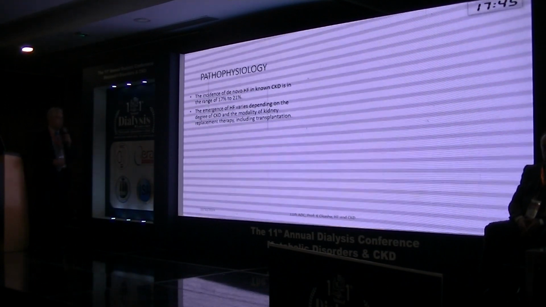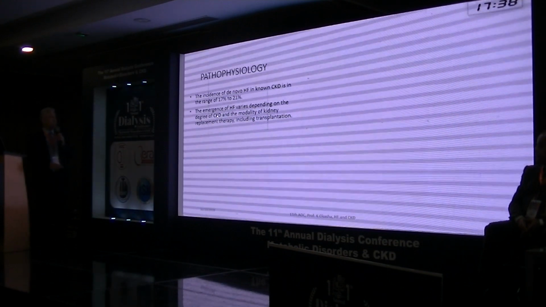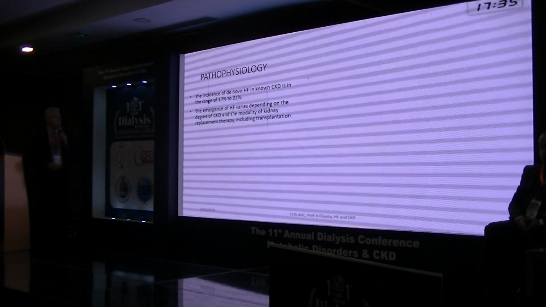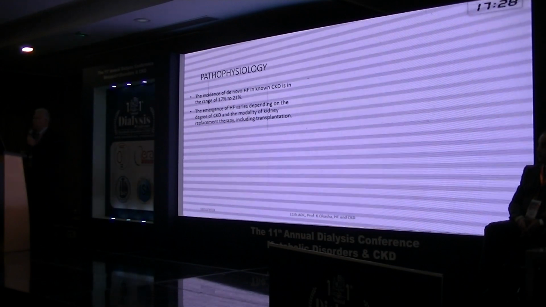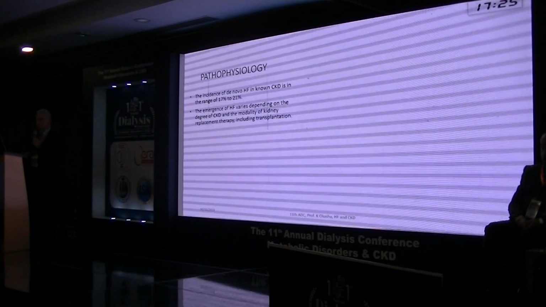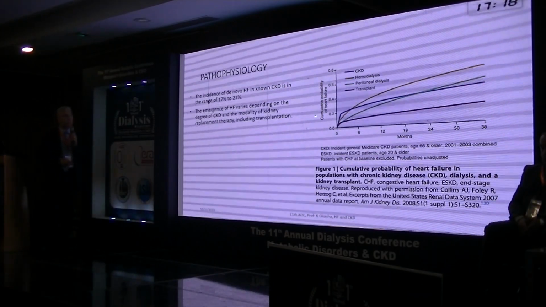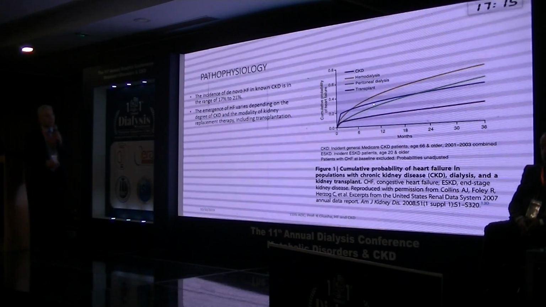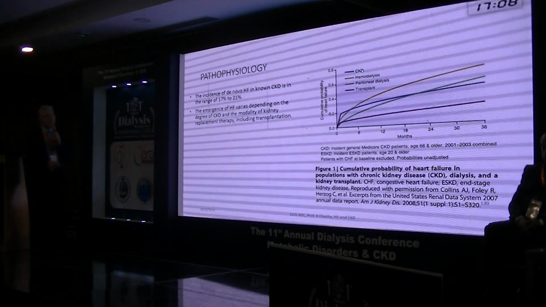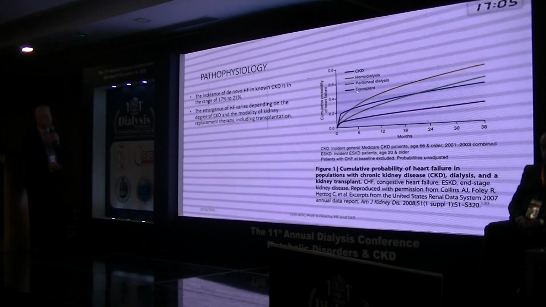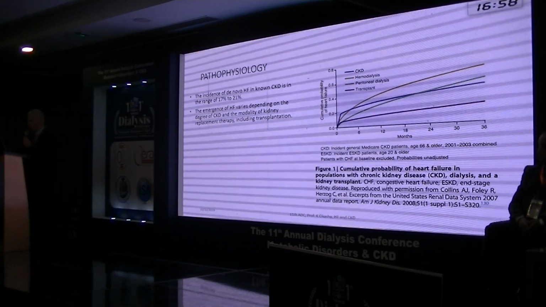Regarding the pathophysiology of heart failure among chronic kidney disease patients, there is de novo heart failure in about 20% of patients with chronic kidney disease. The emergence of heart failure varies depending on the degree of chronic kidney disease and the modality of renal replacement therapy, including transplantation. This graph shows that the cumulative probability of heart failure is related to the clinical status: chronic kidney disease without dialysis, hemodialysis, peritoneal dialysis, or transplant. You can see that transplant patients have the lowest cumulative prevalence of heart failure.